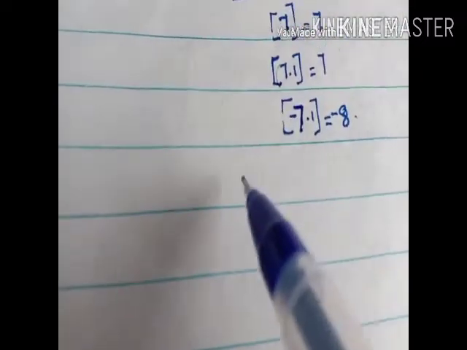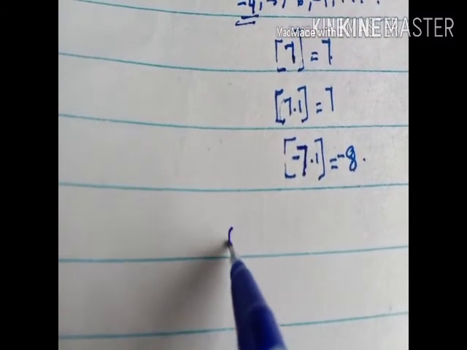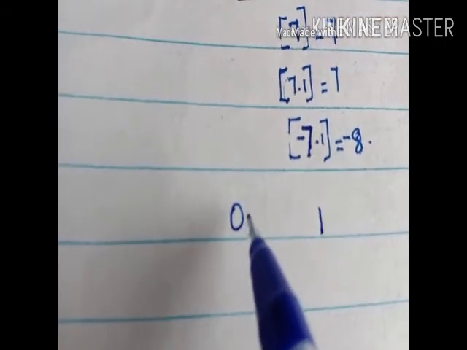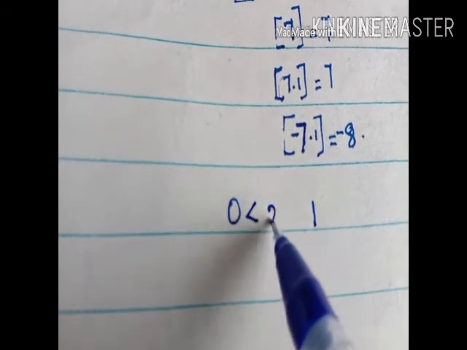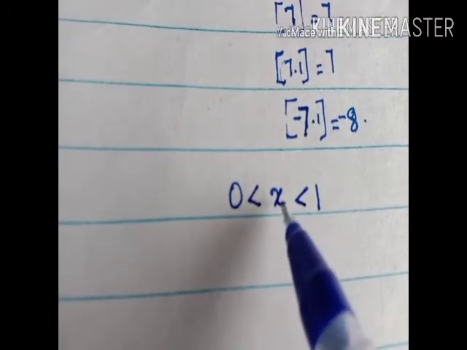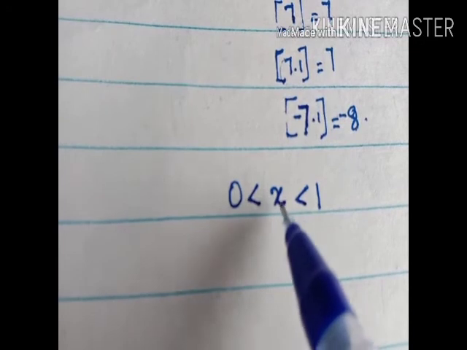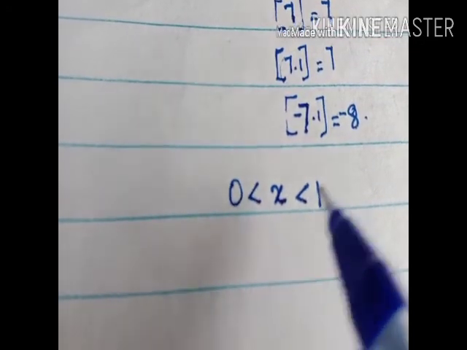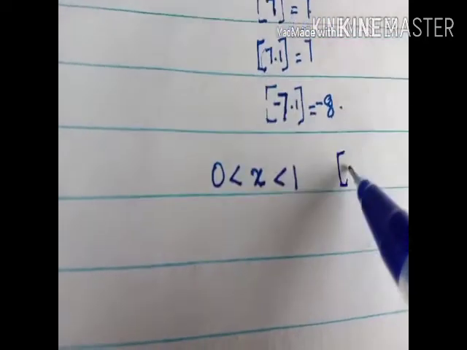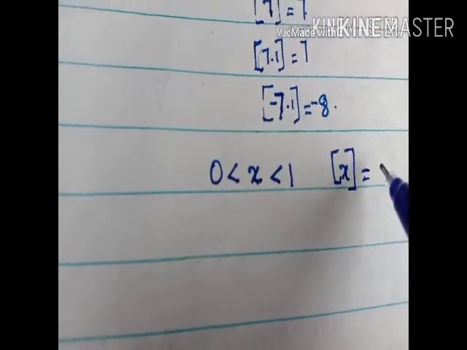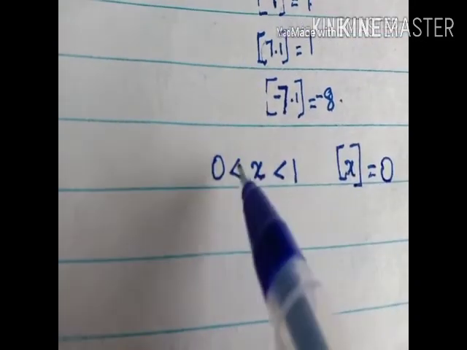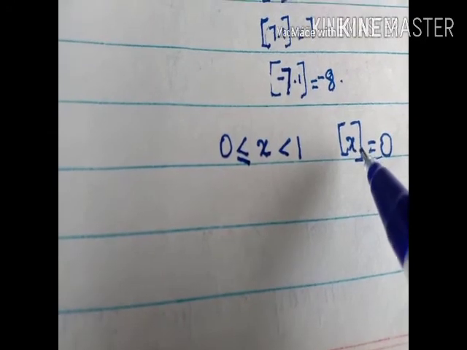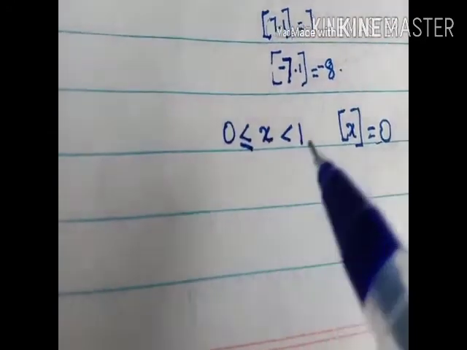Anyway, if you take any number in between 0 and 1, that is 0 less than x less than 1, suppose x equal to 0.1, 0.2, 0.3, 0.005, whatever it is, the greatest integer function of x is equal to 0.